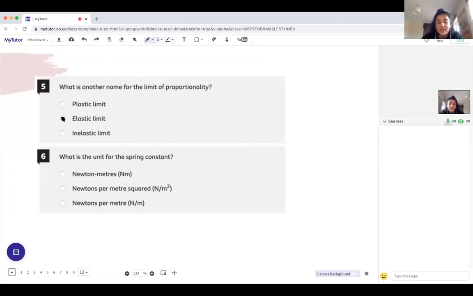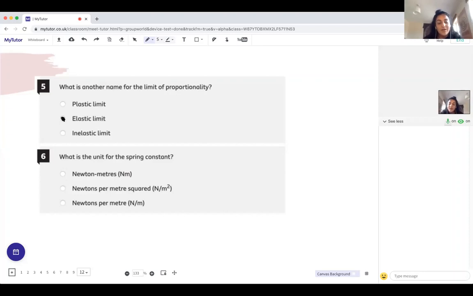If it passes the limit of proportionality, when we apply a force, it will no longer go back to its original shape. So before the limit of proportionality, we have elastic behavior. If we put a force on, it will always go back to its original shape. But as soon as we pass that limit of proportionality, when we apply a force, it doesn't go back to its original shape. So another word for it would be elastic limit, because it's the point at which the object stops behaving elastically and starts behaving inelastically.